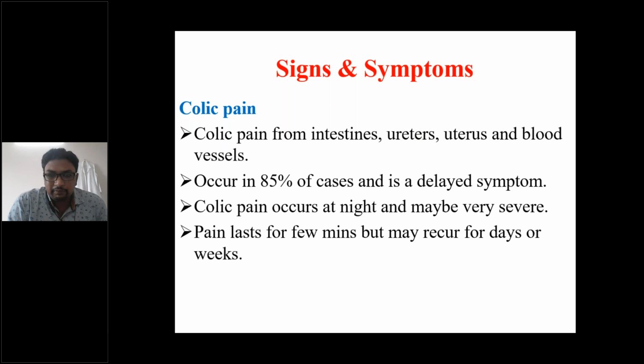So what is the earliest symptom? The earliest symptom is facial pallor, and the delayed symptom is colic pain. Colic pain occurs at night time, and it can be very severe. The pain lasts for a few minutes but may recur for a few days or weeks. It occurs in 85% of cases, and it is also a delayed symptom. Colic pain can be seen in the intestine, the ureter, the uterus, and the blood vessel.